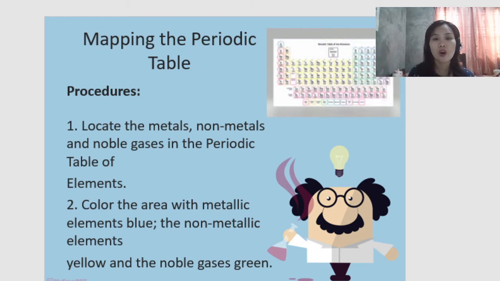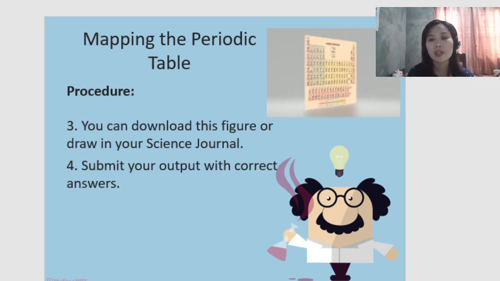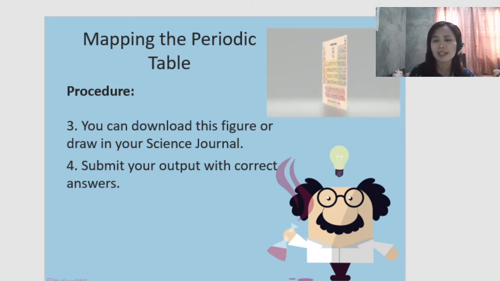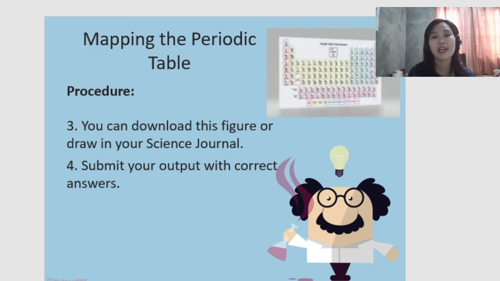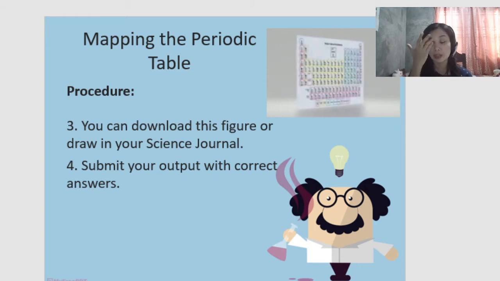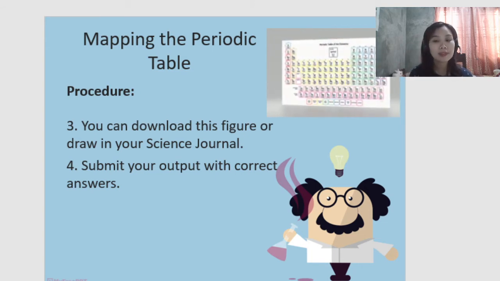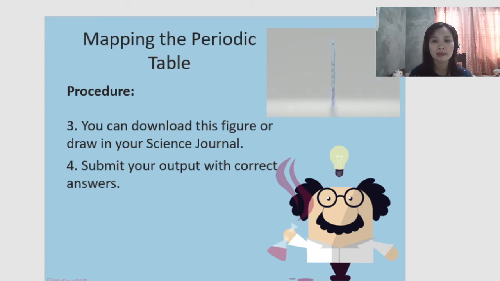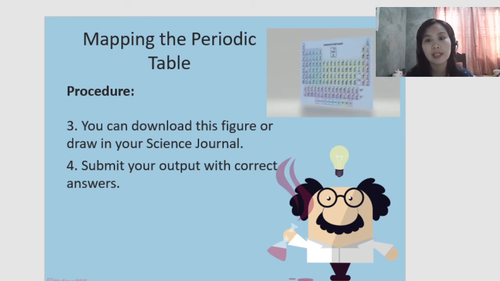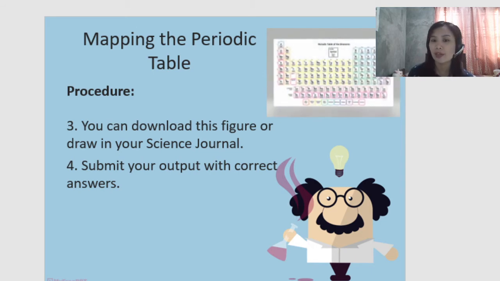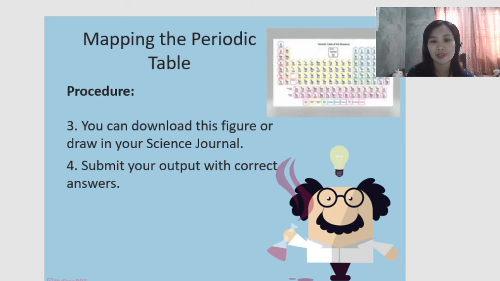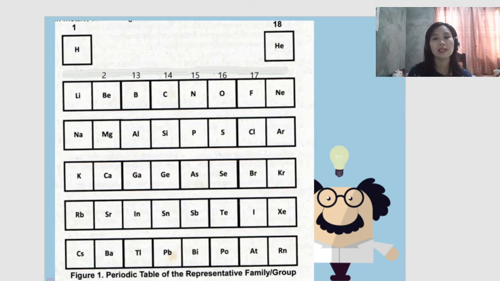Okay, moving on. You are going to download this figure. Later, I will give it to you. You will color it in your science journal. You can download and print this figure, or if you have no printer, cannot download, or have no laptop, then you can draw it in your science journal. And of course, you cannot have nothing to submit. You have to submit your output with correct answers.